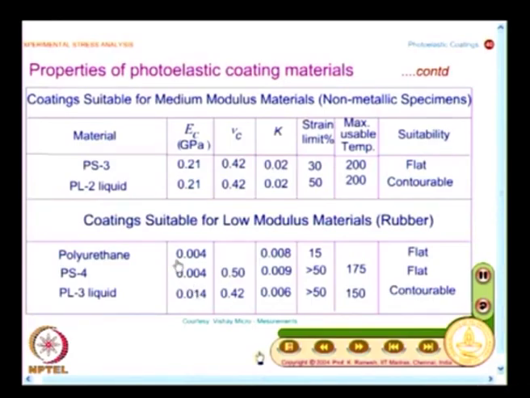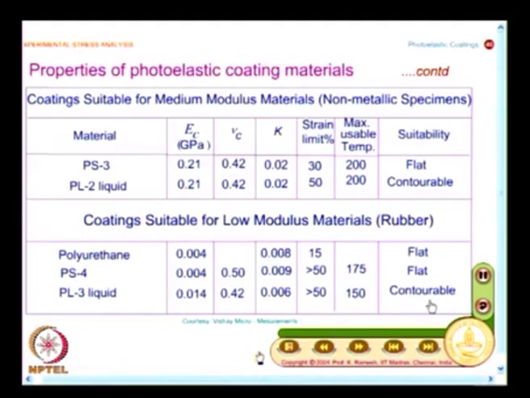So, what you have here is a low modulus material, and I choose a coating which has a very small Young's modulus, it is 0.004 GPa, polyurethane, PS4. And when you look at strain limits, because rubber, you know, can have a very large strain, these are available greater than 50%, applicable even for greater than 50%, and you have flat and contourable type of classification.